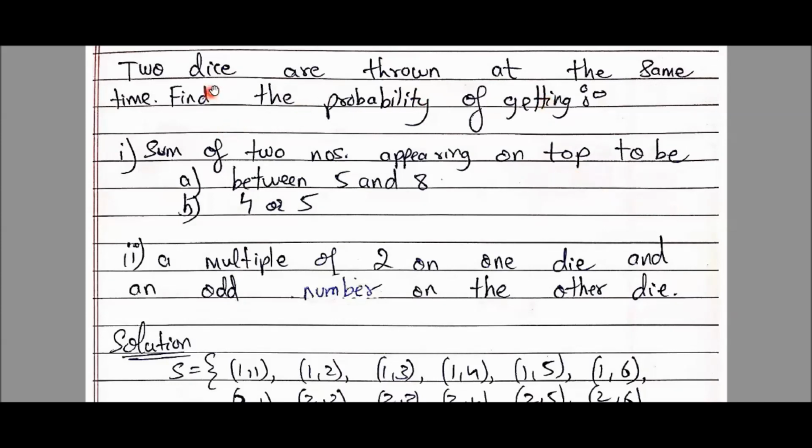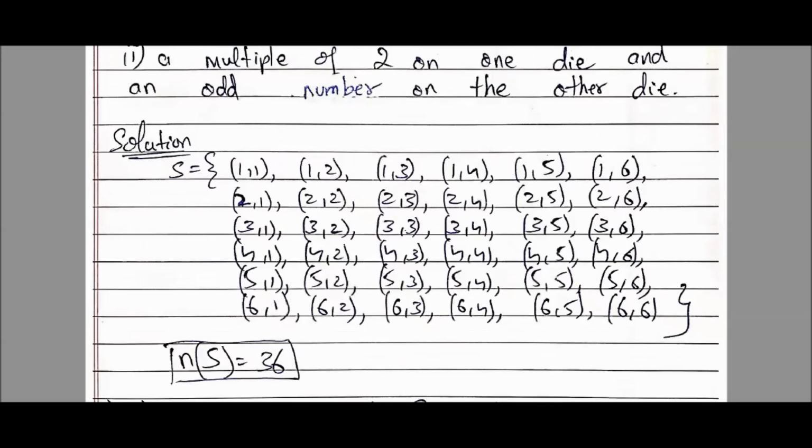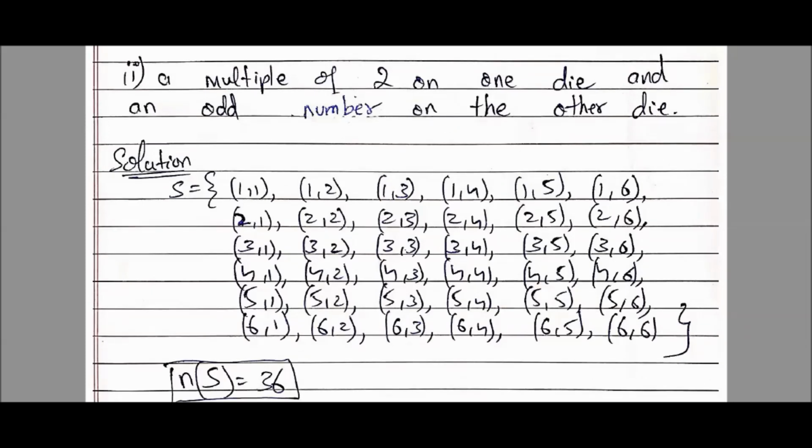Two dice are thrown. The moment you read this, what will you do? You will not read the further question, and you will make your sample space like this. I'll show you on the screen. I have also made it once again here. No drawing of diagonals, just like this. Fine, beautiful.